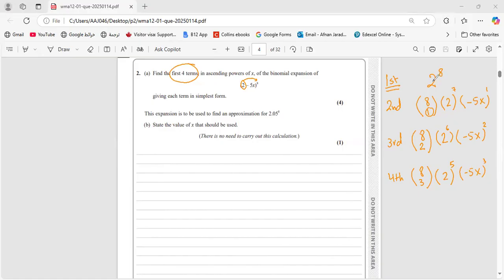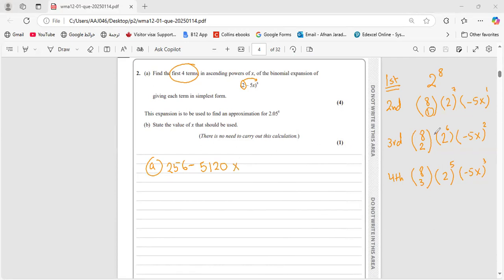So, the first term, 2 to the power of 8, equals 256. Minus 8 choose 1 multiplied by 2 to the power of 7 multiplied by negative 5. It will be minus 5,120, and don't miss x to the power of 1, so x, okay?